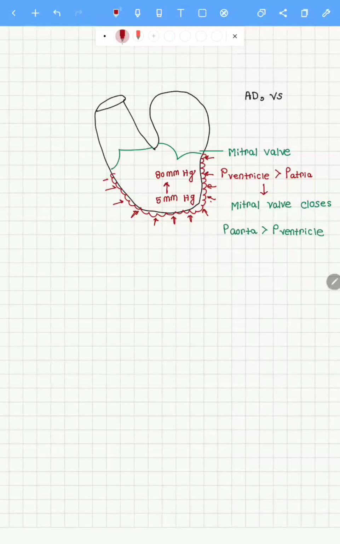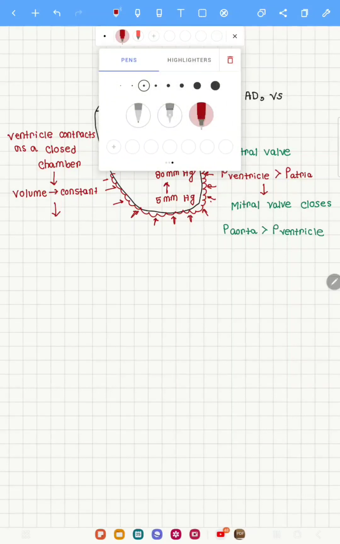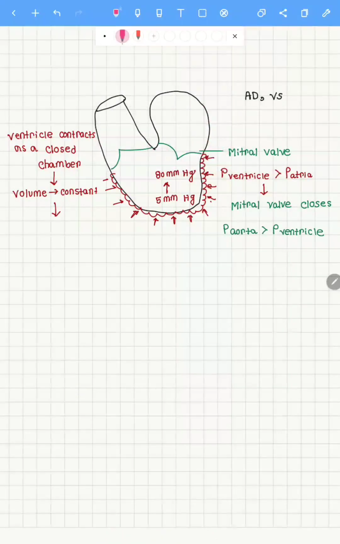As you can see, ventricle is closed from every side. So ventricle contracts as a closed chamber. Volume of ventricle is constant. So this is called isovolumetric or isometric contraction.